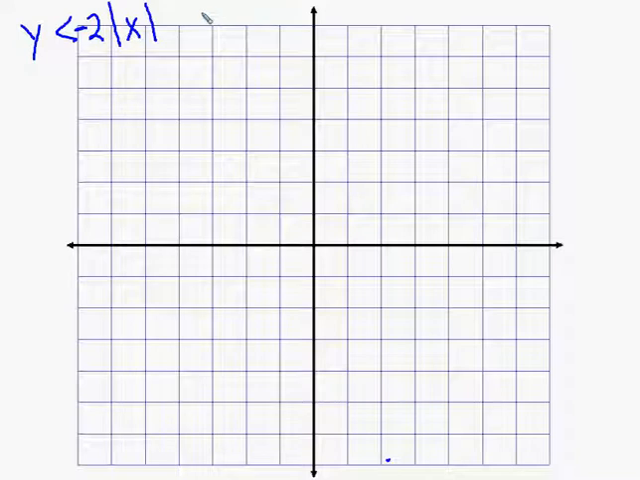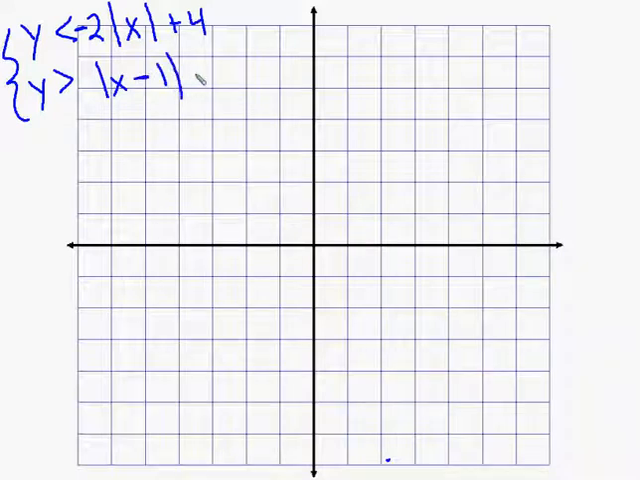elimination and substitution methods. So let's say I have y is less than 2 times absolute value x. Let's make that a -2. Then plus 4. And let's do y is greater than absolute value x minus 1 plus 2.